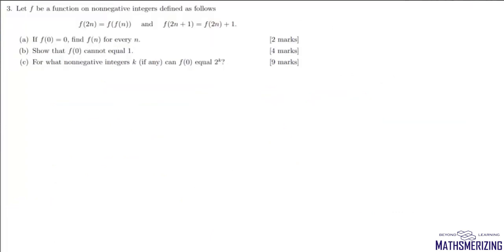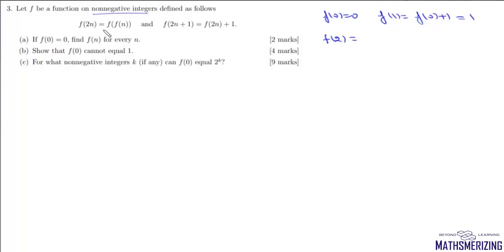Now question number 3, it says a function f is defined on non-negative integers, and it is defined as f of 2n equals f of f of n and f of 2n plus 1 equals f of 2n plus 1. Now it says if f of 0 is 0, then find f of n for every n. So from f0 equals 0, we can find f1 if I put n as 0. So f1 will be f0 plus 1, and f0 is simply 0. So f1 is 1.